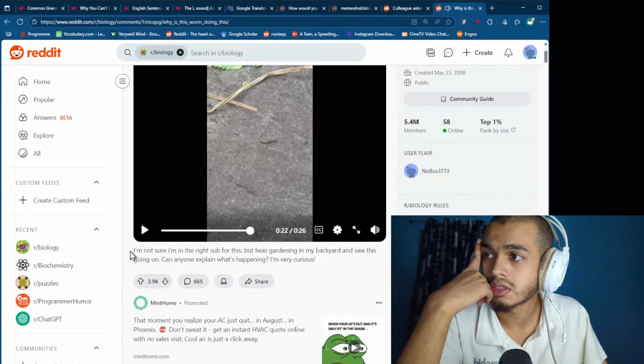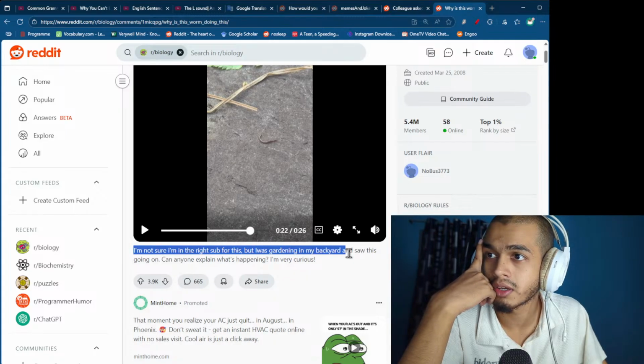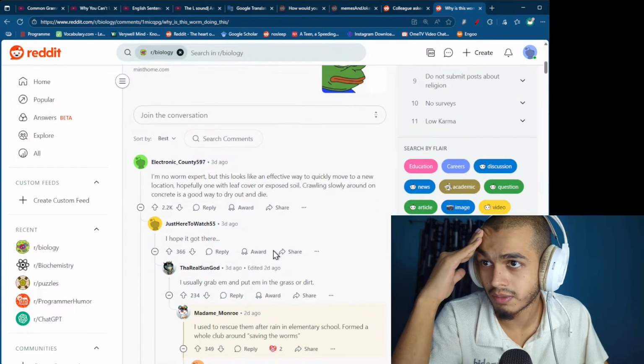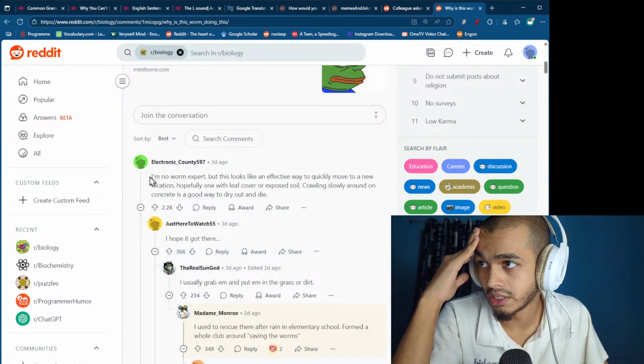I'm not sure I'm in the right sub for this, but I was gardening in my backyard and saw this going. Can you please explain what's happening? I'm very curious. I am no worm expert, but this looks like an effective way to quickly move to a new location, hopefully onto the leaf cover or exposed soil.